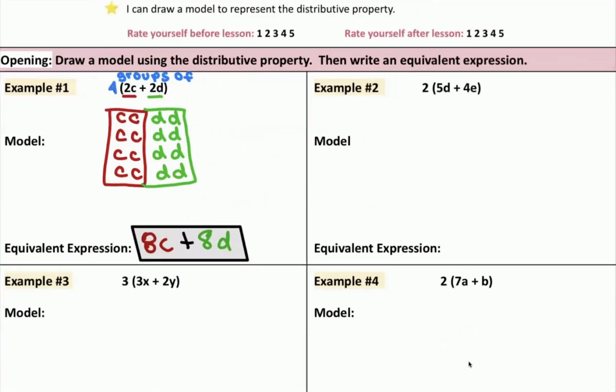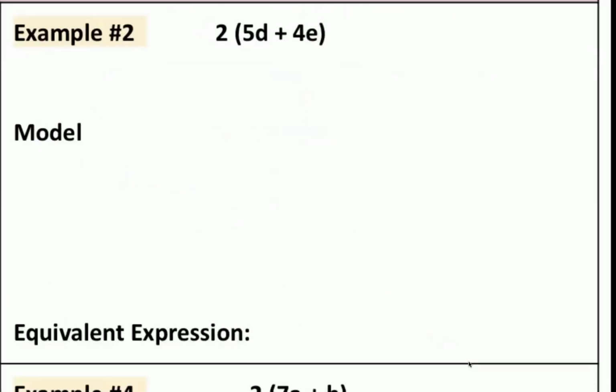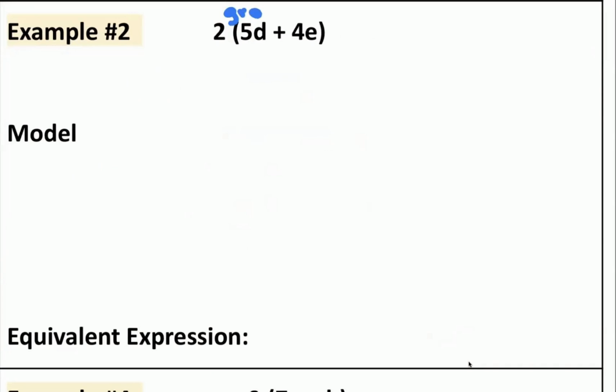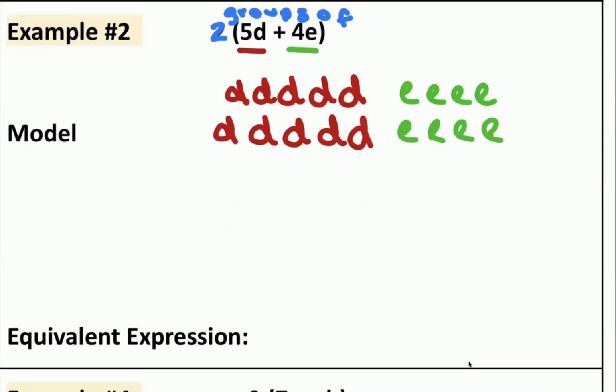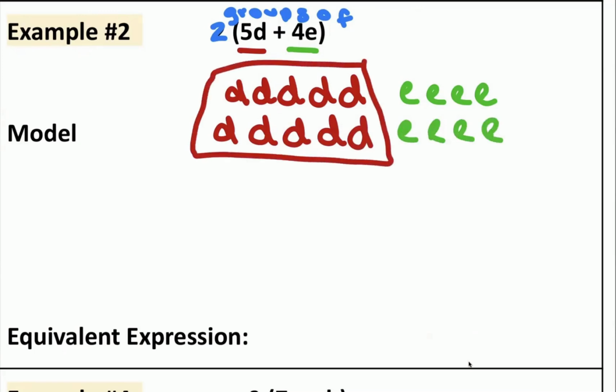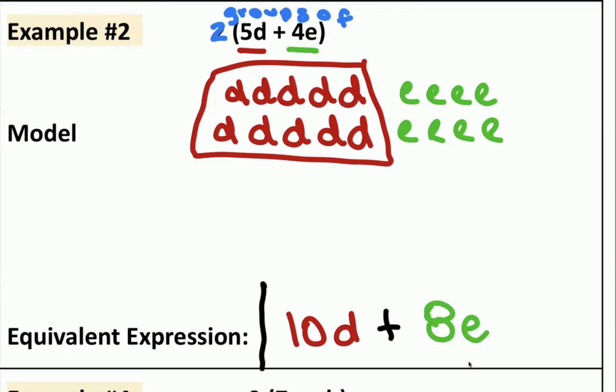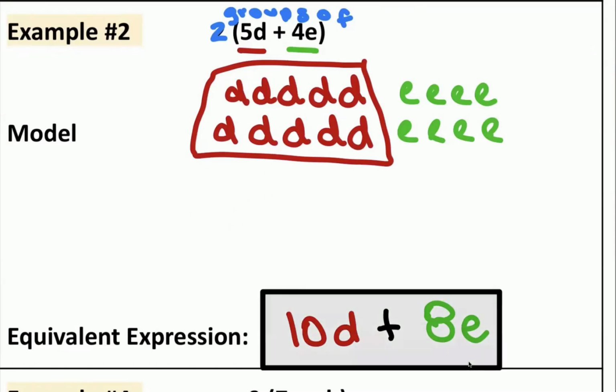Go ahead and try example number 2 on your own, then come back to the video. For example number 2, we have 2 groups of 5D plus 4E. So you should have written D 5 times and E 4 times. And since there's 2 groups, we'll repeat that another time. And then we can see that we have 10D plus 8E. That is our final answer. Don't be the person who writes 18DE. You cannot do that. You have to keep your variables separate.